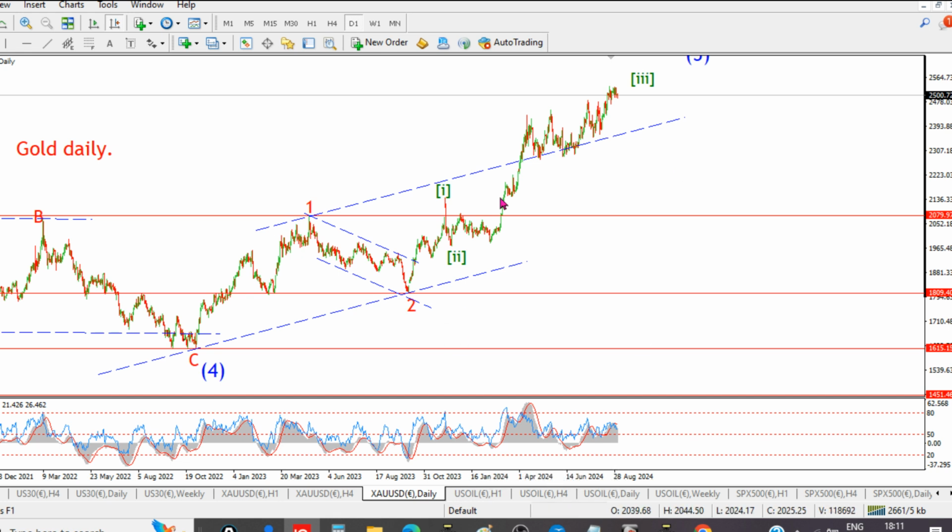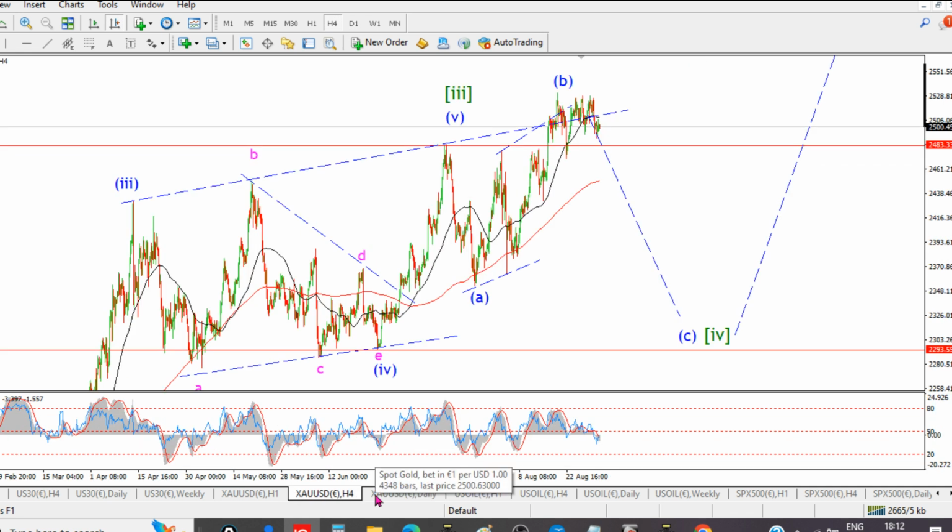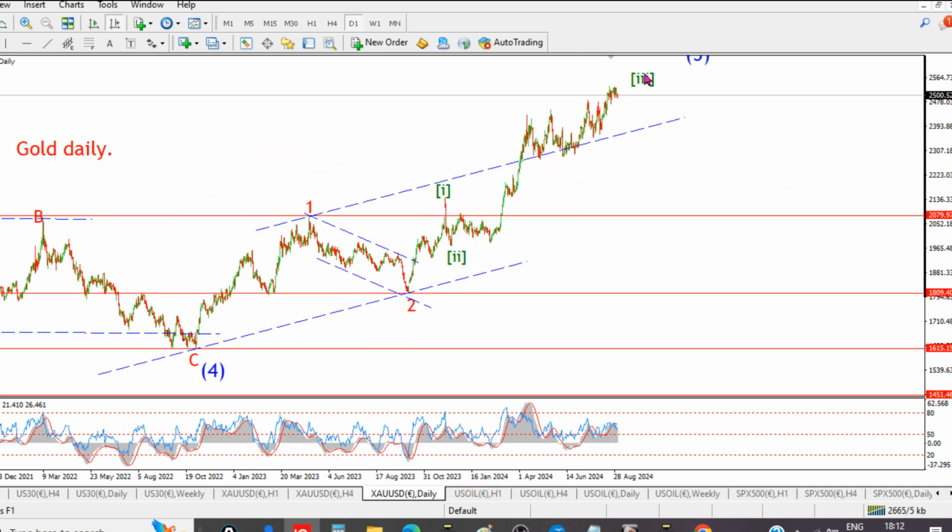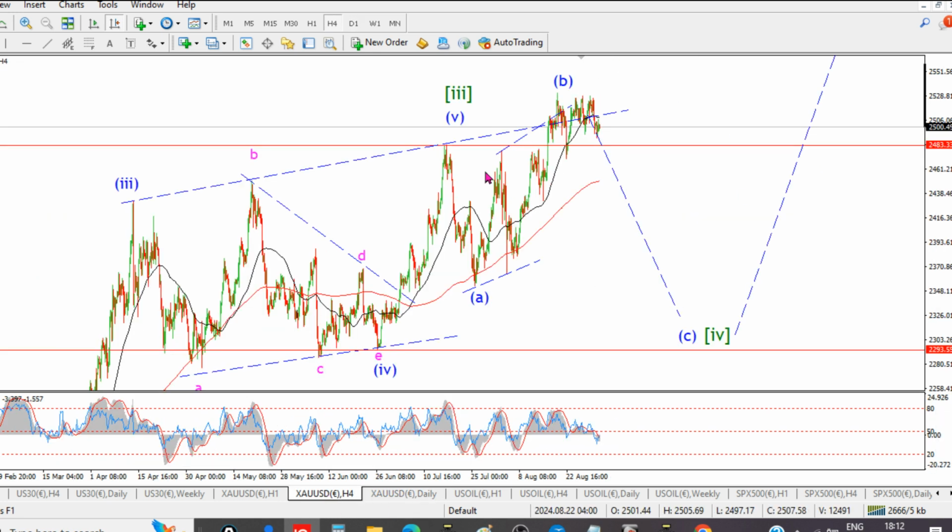This is the daily count in gold. Looking at the end of wave 3 in green here, with a possible emerging fourth wave. Look at that again. So the wave 3 with an emerging fourth wave yet to come. On the 4-hour count here, you can see this wave 3 in place, an ABC correction possibility in wave 4. That's kind of the main pattern at the moment. I don't have any confirmation of it yet.